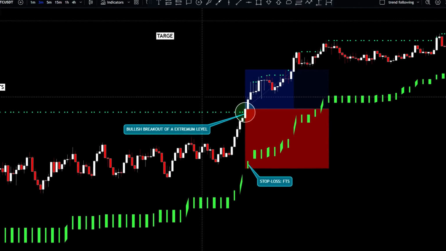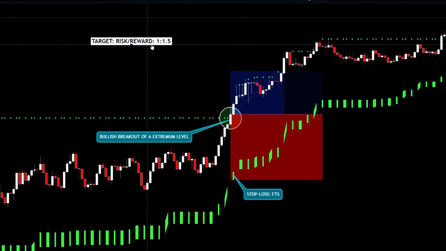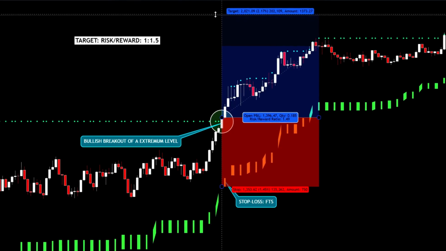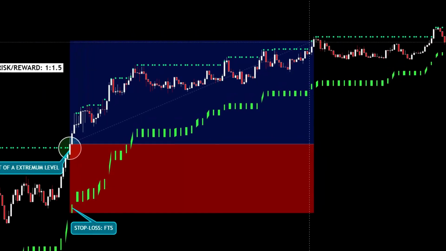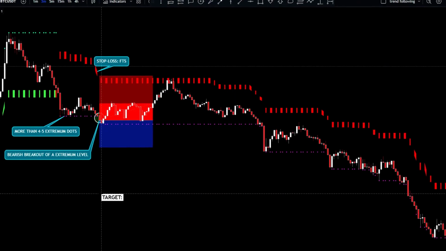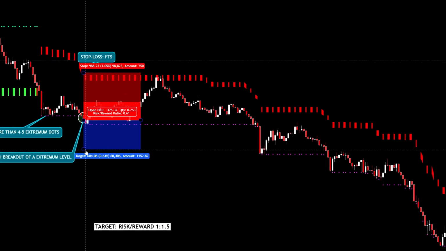And finally, let's talk about targets, where we want to take our profits. This is super important in any strategy. For this one, we're aiming for a risk-reward ratio of about 1 to 1.5. This means for every dollar we risk, we're aiming to make $1.50. This ratio has proven to give us a really solid win rate with this strategy.